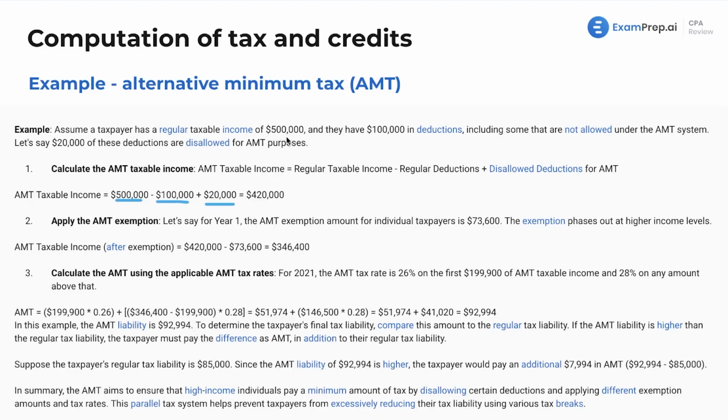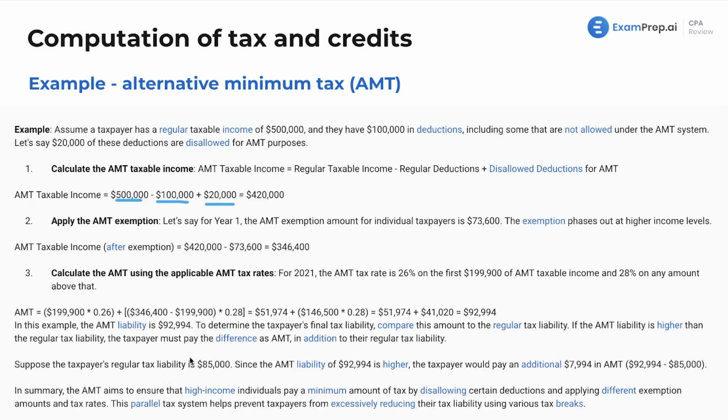Whereas normally, what would you do for tax purposes? You'd say taxable income of $500,000 minus $100,000 of deductions gives you $400,000, and then you would just use the marginal tax brackets on that. So you could compare what that normally would be. Since the AMT tax liability of $92,994 is higher, the taxpayer would pay an additional $7,994 in AMT, assuming that $85,000 was their initial amount of taxes they'd have to pay under the regular system.